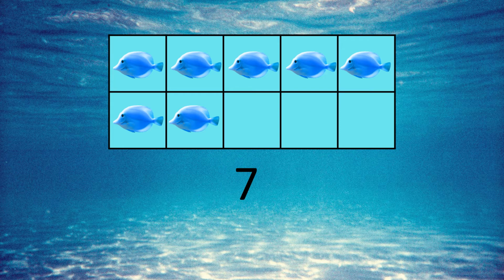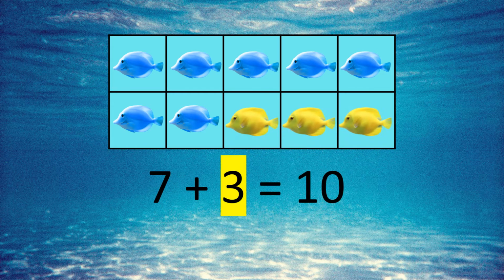This frame has 7 blue fish. How many fish do we need to add to the frame to fill it up, or to make 10? We need to add 3 more fish to make the frame full. 7 blue fish and 3 yellow fish altogether make 10 fish. 7 plus 3 equals 10.